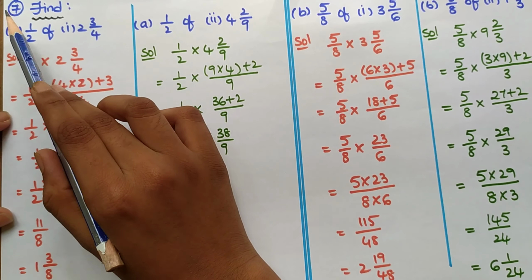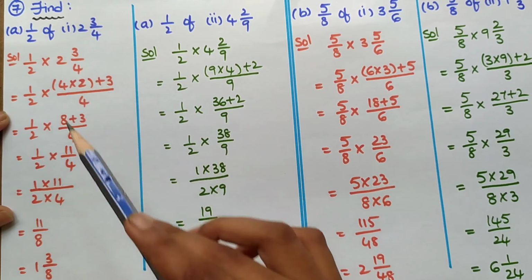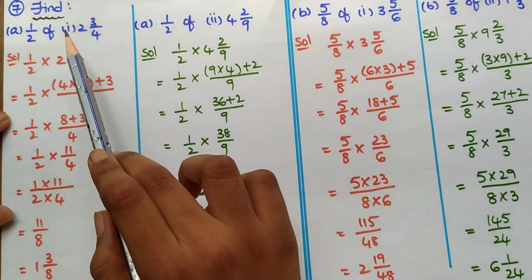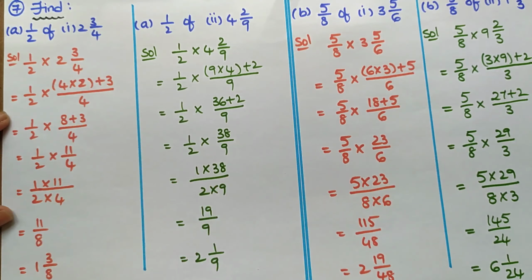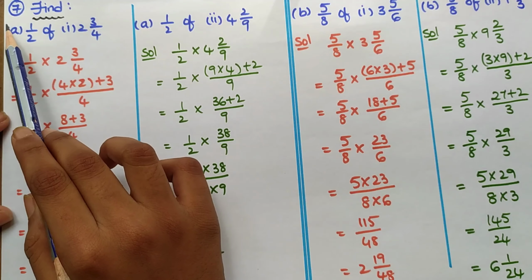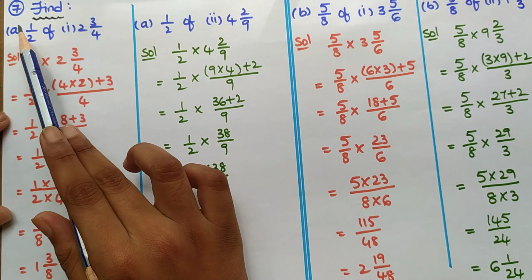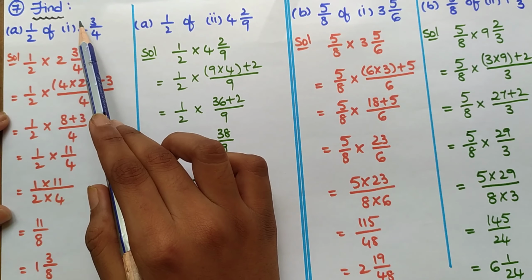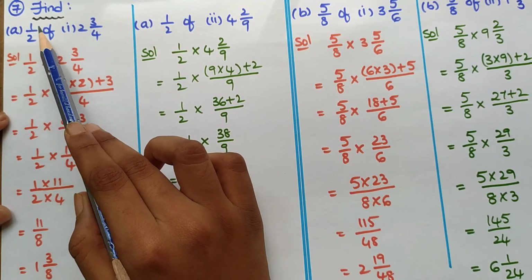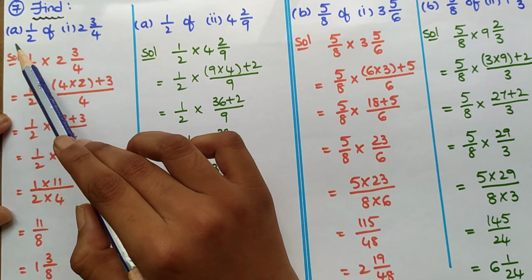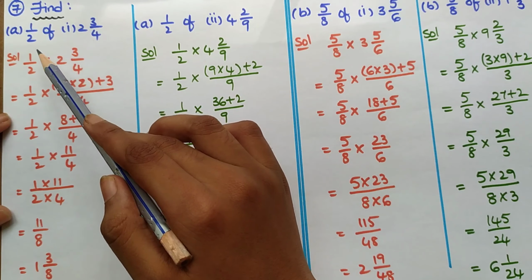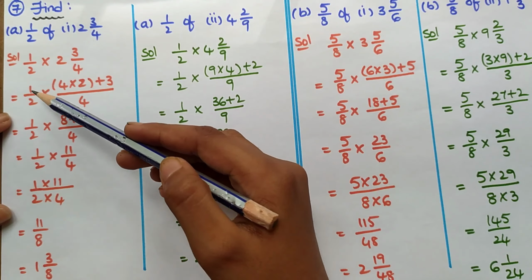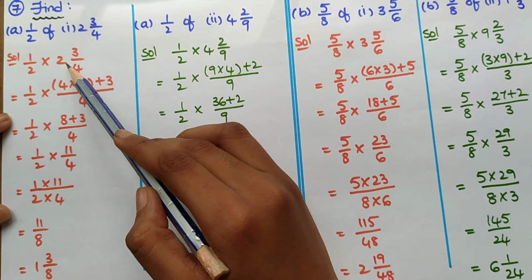Okay friends, this is question number 7. Find. There are 2 bits. In 2 bits, there are 2 sub bits for each bit. So let us do the A bit. 1 by 2 of the first sub bit, which is 2 3 by 4. So 1 by 2 of 2 3 by 4. 1 by 2 of can be written as into 2 3 by 4. 1 by 2 into 2 3 by 4 is a mixed fraction.